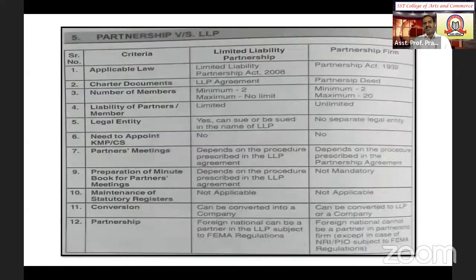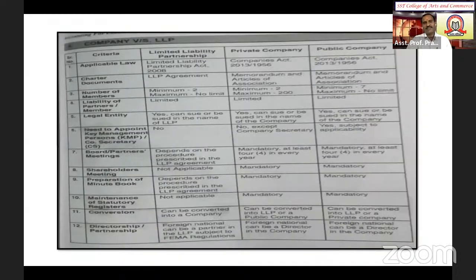Now, theoretical part, sometimes they will ask to distinguish between limited liability partnership and partnership firm for 7 or 8 marks. If 7 or 8 marks come, you will write 7 or 8 points or 10 points. If a 5 marks question is asked, you will write 5 to 7 points. Sometimes they will ask to distinguish between private company and public company. Sometimes they will ask to write short notes on limited liability partnership.